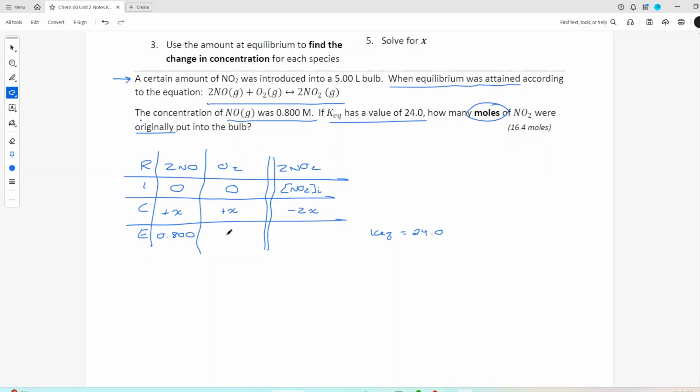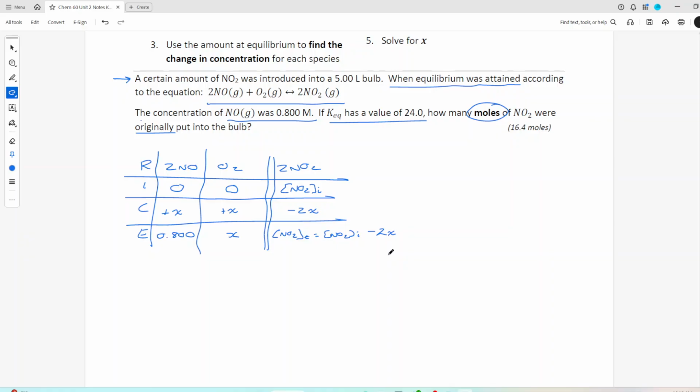So we know at equilibrium, your concentration of O2 is going to be x. And then we know two things. We don't know the concentration of NO2, but we know that at equilibrium, it's going to equal the initial concentration of NO2 minus 2x.